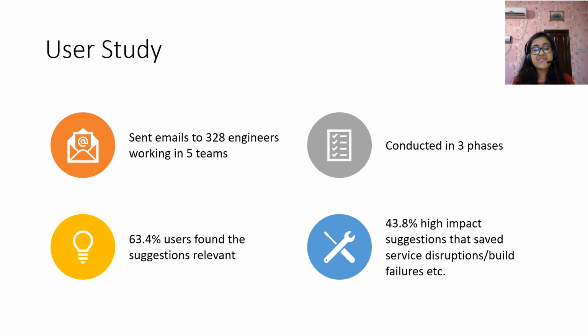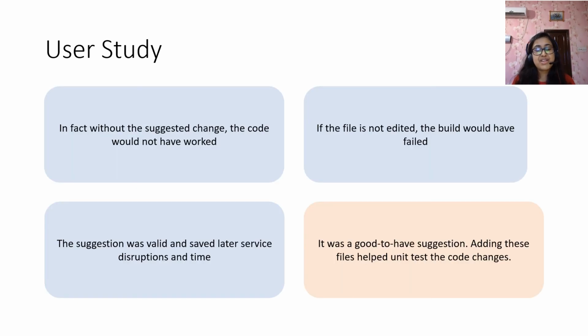In addition to this quantitative analysis, we did a qualitative analysis where we sent email to about 328 engineers working across 5 different teams, and this user study was conducted in 3 phases. So even though our deployment precision was low, about 20 to 25%, we found that about 63.4% of users found the suggestions very relevant, and the reasons they were not able to act upon them were not related to the model. They had time constraints, or they were making changes in a separate PR which our evaluation system is not able to capture. Additionally, 43.8% of suggestions were high impact suggestions that actually helped save service disruptions or build failures. These are some of the anecdotes that we got from different users.